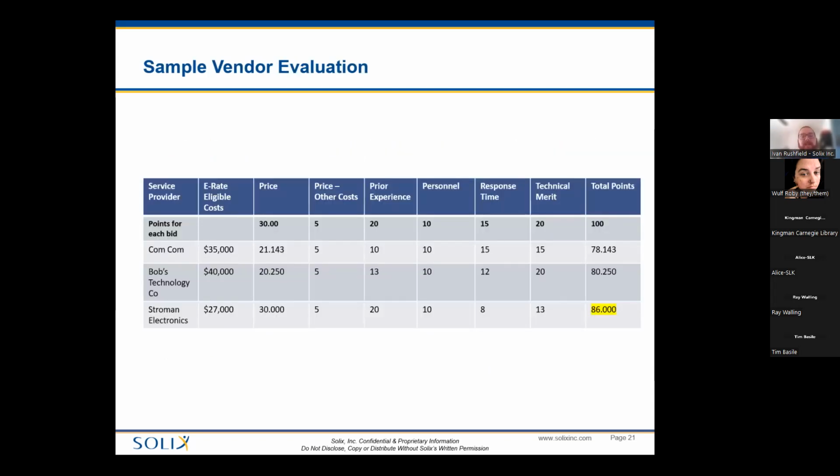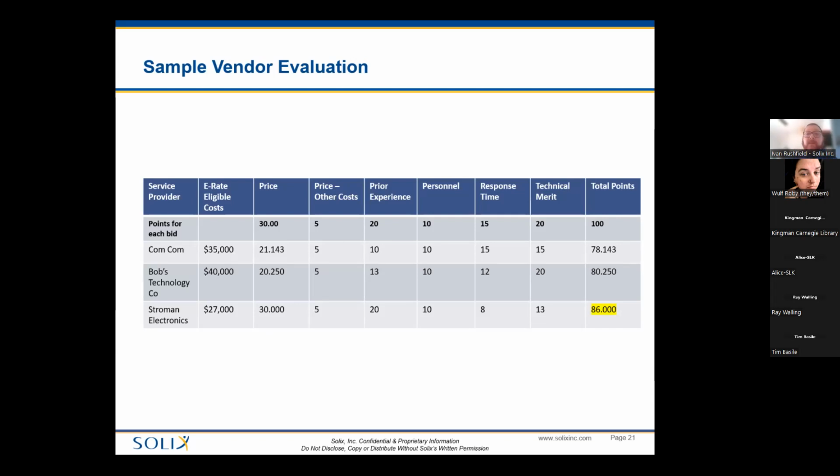So here's an example of vendor selection. These are all fake companies. This is based on a version of vendor evaluation we tend to use here at SOLIX. So we have our three bidders: ComCom, Bob's Technology Company, our good old cousin Bob, and Stroman Electronics. So here's what they're charging: $35K for ComCom, $40K for Bob's, and $27K for Stroman. Now, because Stroman has the lowest price under our price category, they get the highest point total. They get those 30 points, higher than anyone.